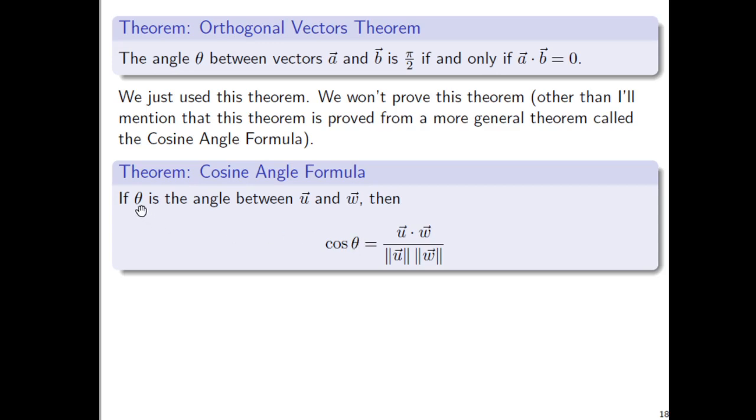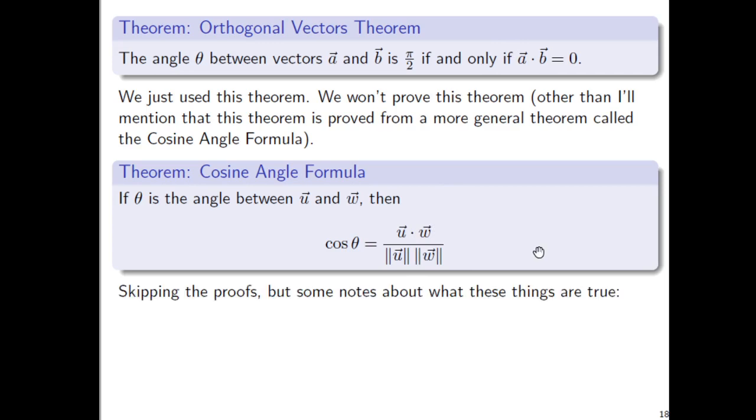It turns out that if theta is the angle made between the two arrows, then cosine of that angle equals this fraction here. It involves the dot product that we saw earlier. In the numerator, dot the two vectors. In the denominator, you have the product of the magnitudes of the two vectors. We'll skip the proofs of both of these. If you believe the cosine angle formula, you can easily prove the orthogonal vectors theorem. You just need to know something about cosine values on the unit circle.